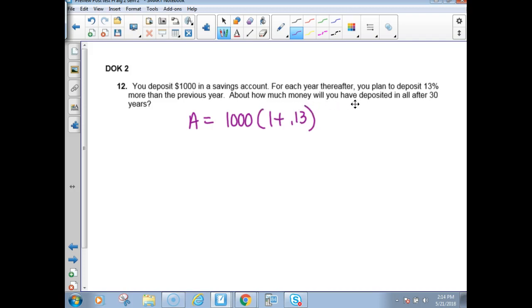But it says how much money will you have deposited in all after 30 years? Well, does it say 30? It says 20, doesn't it? Okay, pop in 20. And we just calculate away. I have done it before, but I've misplaced where I put my key. And I don't want to open up that calculator because I don't want to crash. So if y'all would please type that in.